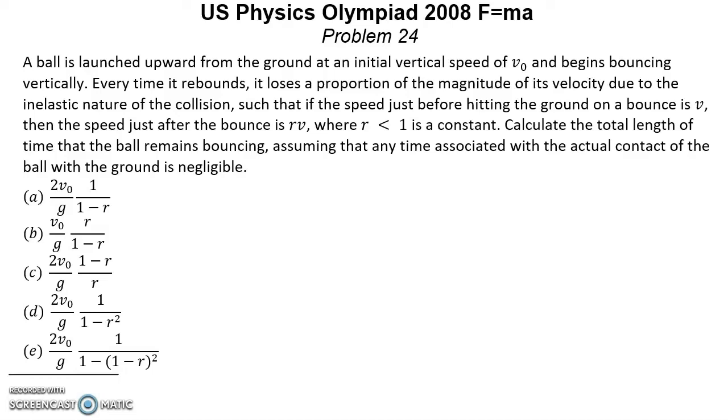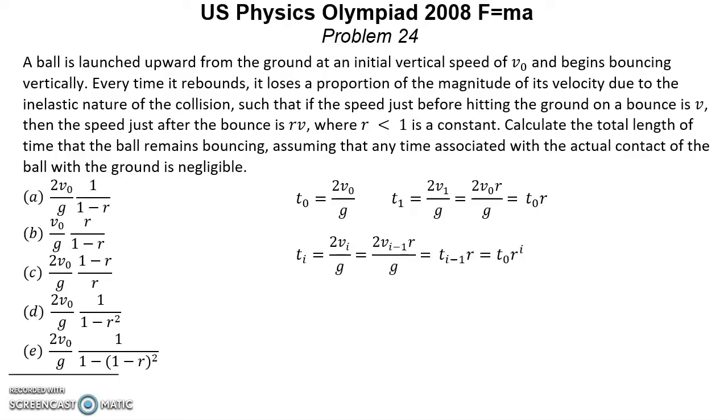So first of all, let's calculate the time for travel after the first launch. That will be the total change of velocity over g, which is 2V0 over g, call it t0. After that, the ball loses a proportion R of its velocity, and now the time for the next travel is t1. We see that this t1 is R times less than t0. And the same thing happens after every rebound. So for each time ti, for rebound number i, ti equals t0 multiplied by R to the power i.